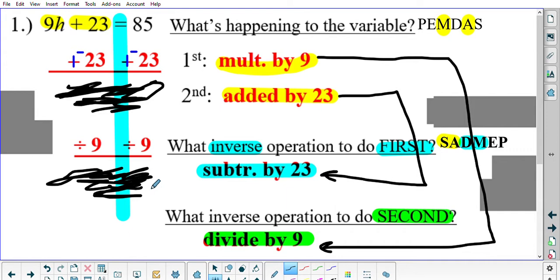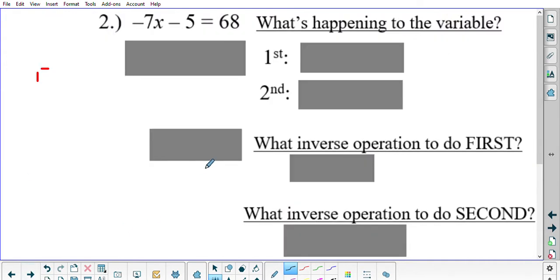So that's what we're doing today. We're focusing on how there's two things happening to the variable, therefore there's two inverse operations. But the order will be flip-flopped for the inverse operations because, logically speaking, the word inverse means the opposite. And that's why the order also is done in the opposite way for the inverse operations. Okay, let's do another example together.